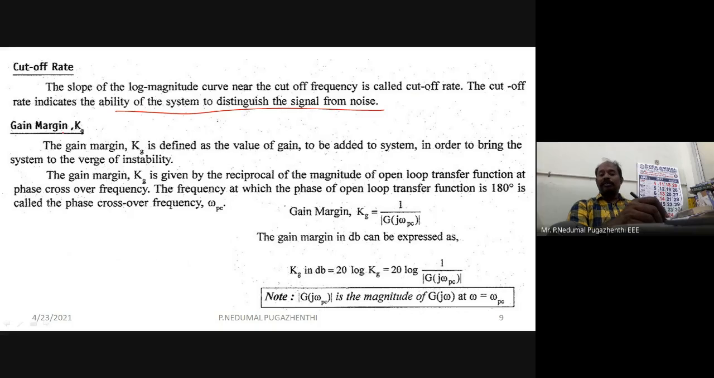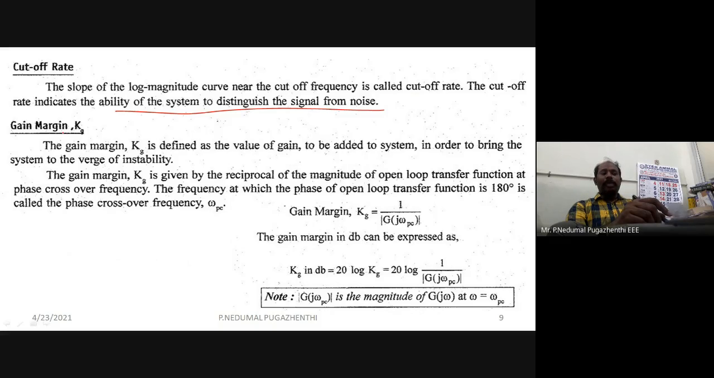At some stage, if you vary your gain value or frequency value, your system tries to move towards the unstable region. You have to identify that point and you should not go beyond that frequency limit, because your system will become unstable.